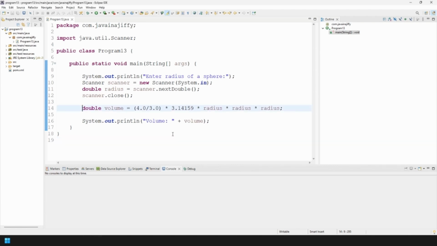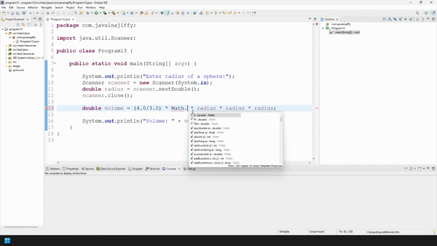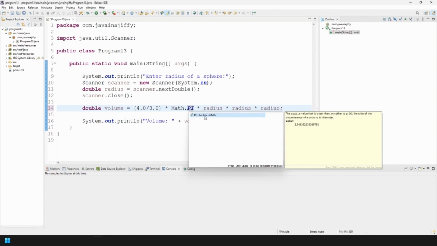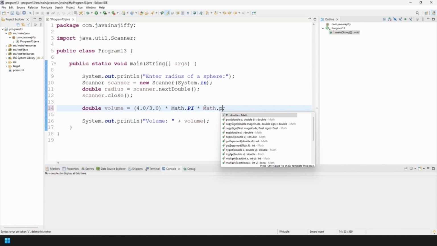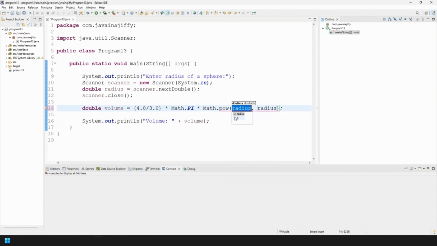If we want our formula to be more exact, instead of using approximation for pi, we can use the Java Math class. So just do Math.PI, which is a built-in variable supplied by the Math class in Java. And then instead of doing radius times radius times radius or radius cubed, we can again use the Math class and do Math.pow, which stands for power, and it's the first value raised to the second value power. So the radius to the third power would give us the radius cubed.